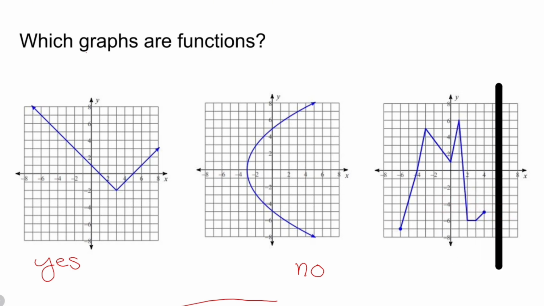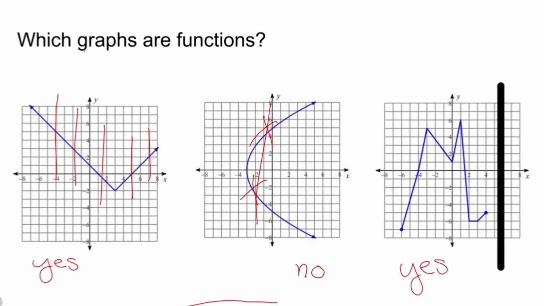Interesting. At no point did my line hit the blue graph more than once. It looks awful, but that doesn't matter. So is this a function? Yes, because it passes the vertical line test. So the vertical line test means you take a vertical line, you pass it through your graph, and if at any point it hits it more than once, then no. If it never hits more than once, then yes, it is a function.